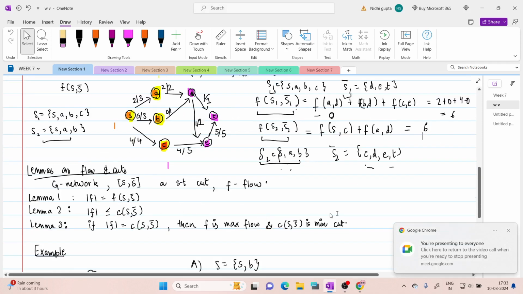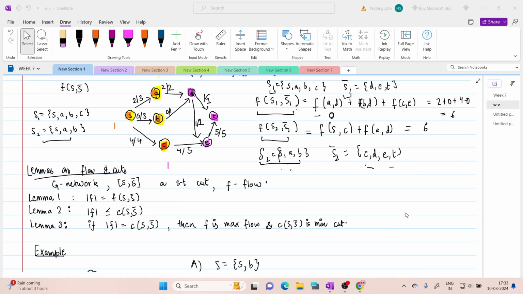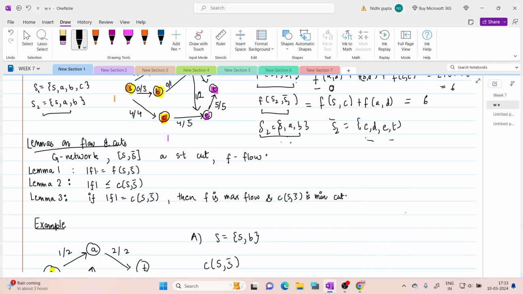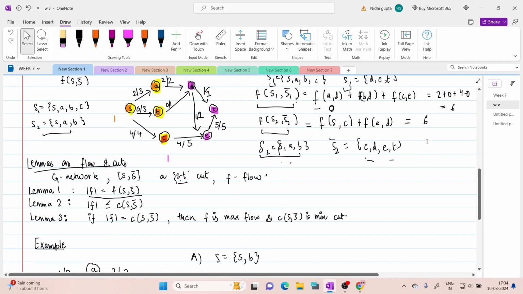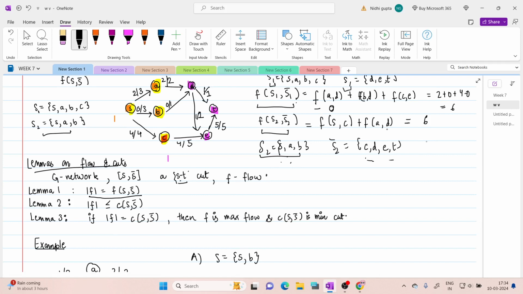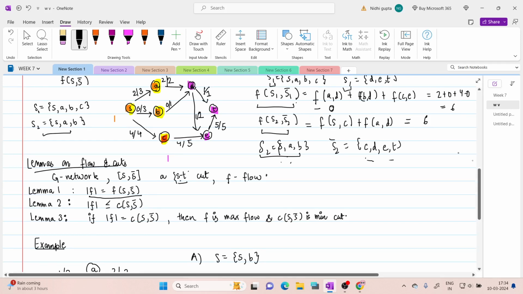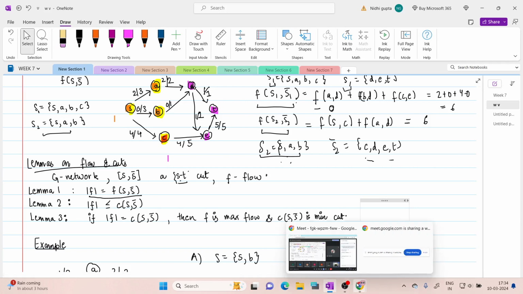Now we have some lemmas on capacity and net flow. If G is a network, S, S bar is an ST cut, meaning the source vertex is in S, and F is a flow, then the net flow is always equal to the flow value. In this example, the net flow of the cut is 6 for both cases, and the total value of flow is also 6. So lemma 1 says that the flow value is always equal to the net flow.